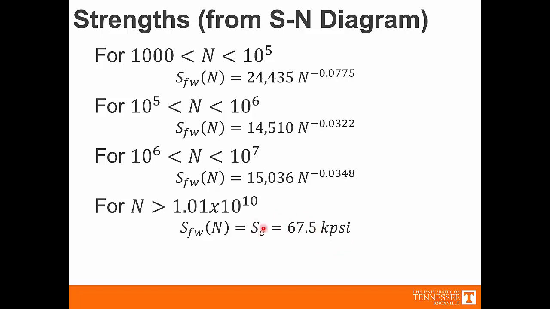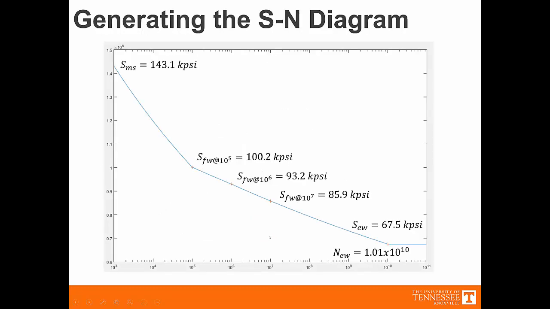Again, this one has already been given. For this one, we had to find the crossing point. The 1.01 times 10 to the 10th is where it's going to cross. So instead of at 1,000,000 cycles, we don't reach an endurance strength until we get to 10 to the 10th number of cycles. Now I'm finally ready to plot that graph, and so this is showing the graph plotted in its entirety.